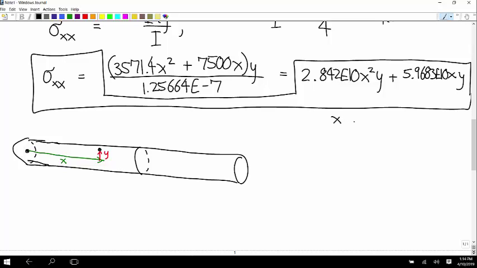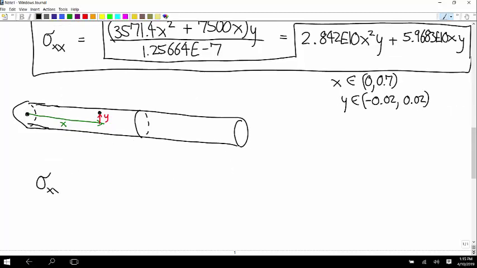So x ranges from 0 to 0.7, y ranges from negative 0.1, no, the radius is 0.02, right? So negative 0.02 to positive 0.02. So if you choose a value outside of those ranges, then it doesn't have any physical meaning. But that's the idea.